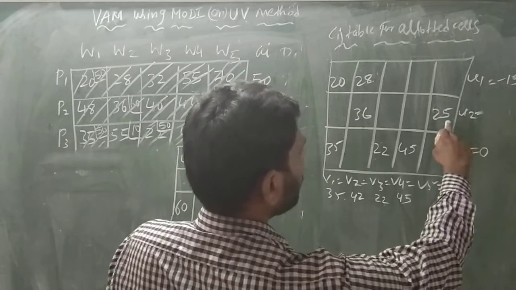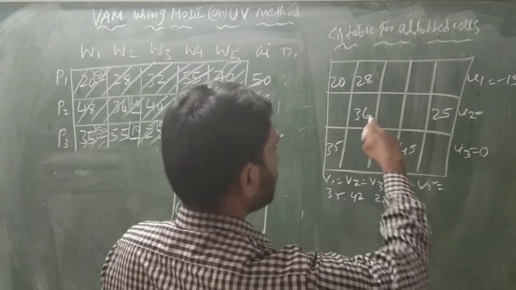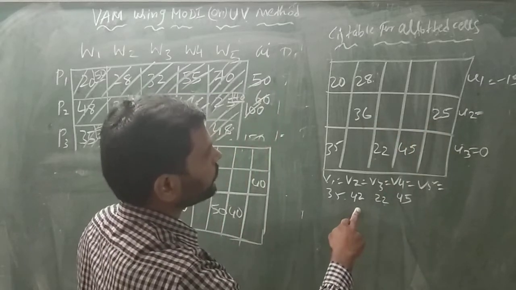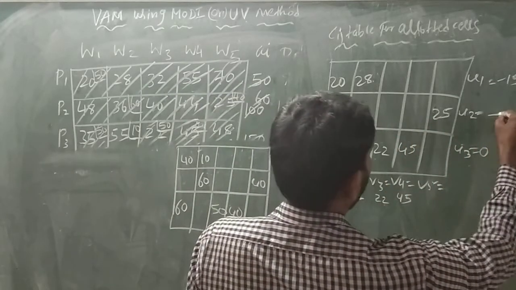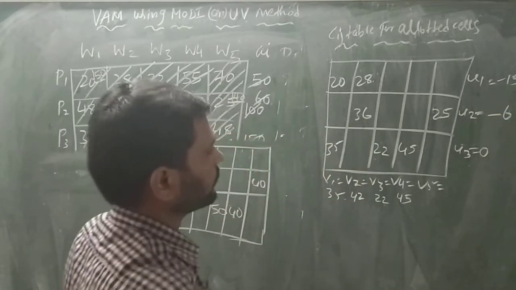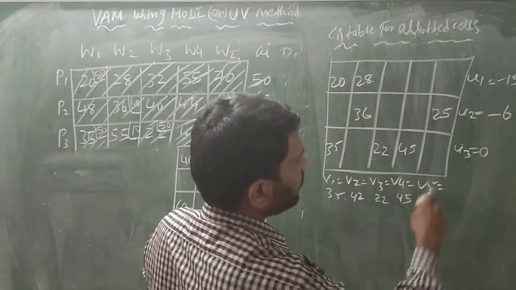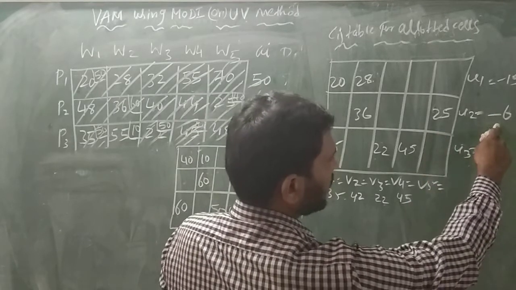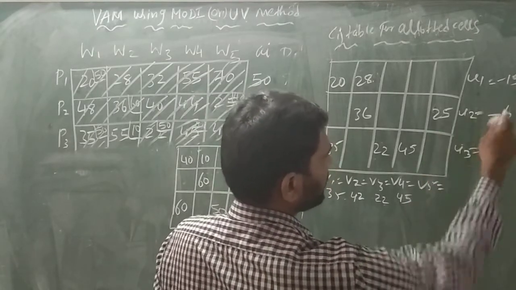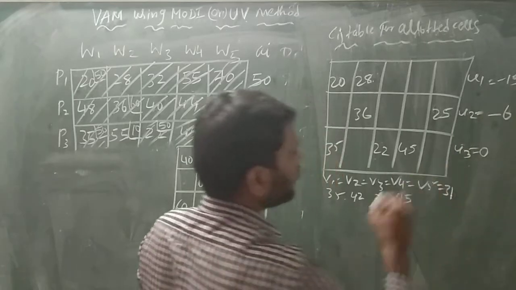U2, so U2 is 25, here no value, so I drop this. 36 minus 42 is minus 6. Next one is V5. 25 minus minus 6, already minus is there, so minus minus plus. 25 plus 6 is 31.